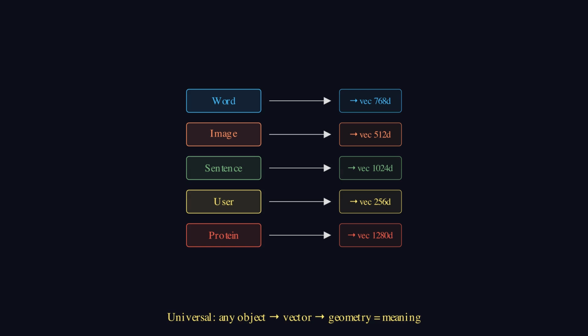Users and products can be embedded. Netflix represents each user and each movie as a vector. If your vector is close to a movie's vector, Netflix recommends it. Even proteins can be embedded. AlphaFold uses embeddings to represent amino acid sequences. The embedding idea is universal. Take any complex object, learn to represent it as a vector, and let geometry capture meaning.